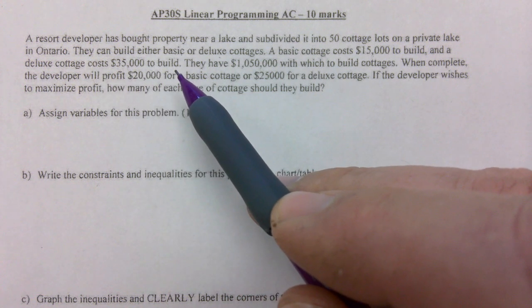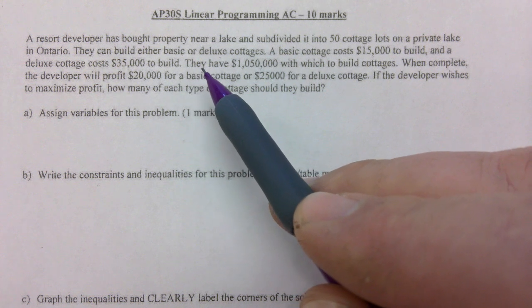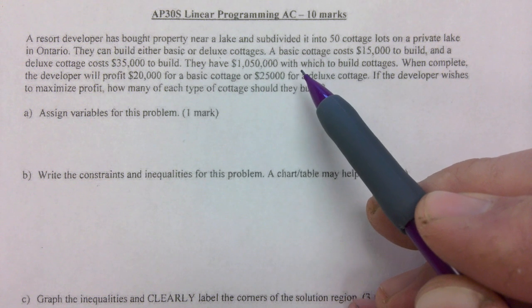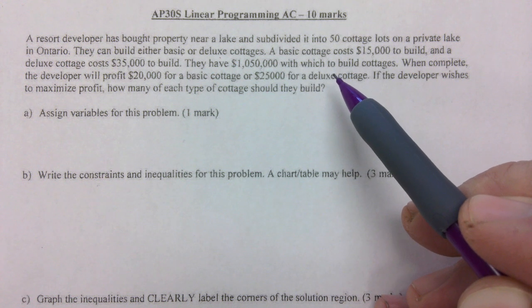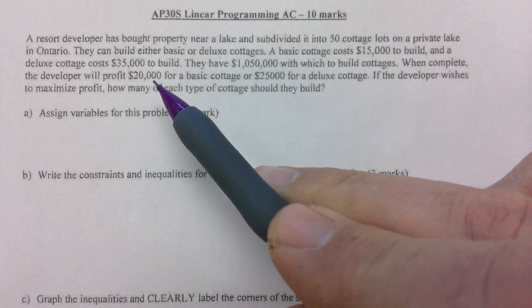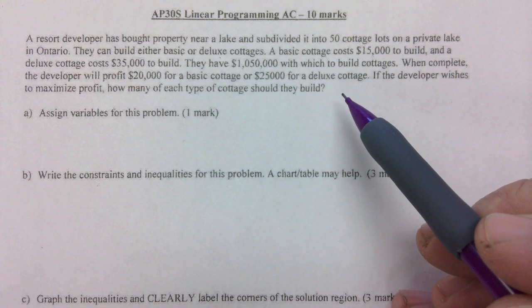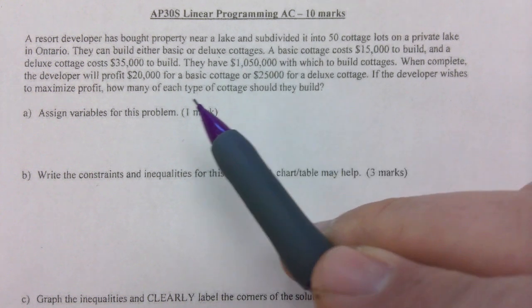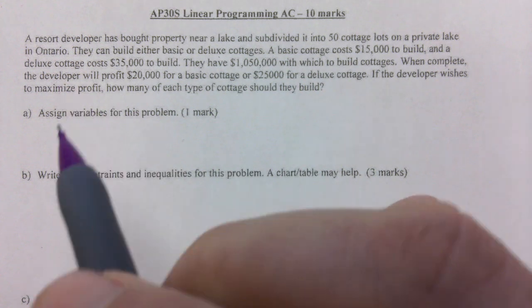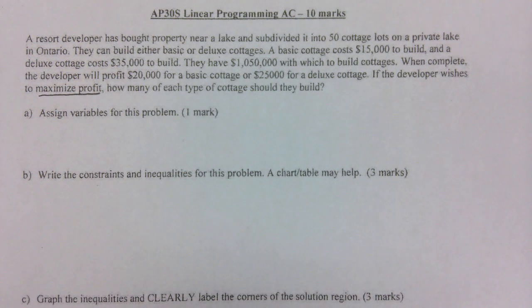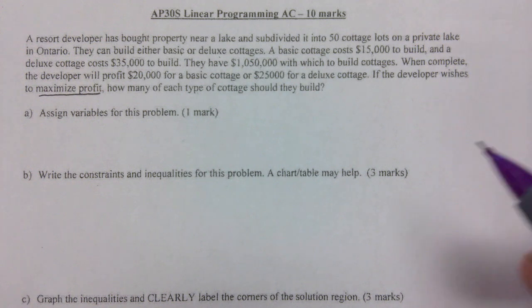That's obviously very simplistic. It's a lot more. They have $1,050,000 with which to build the cottages. When complete, the developer will profit $20,000 for a basic and $25,000 for a deluxe cottage. If the developer wishes to maximize profit, so there is that word maximize profit, meaning that you're going to need to optimize and come up with the best solution. How many of each type should they build?